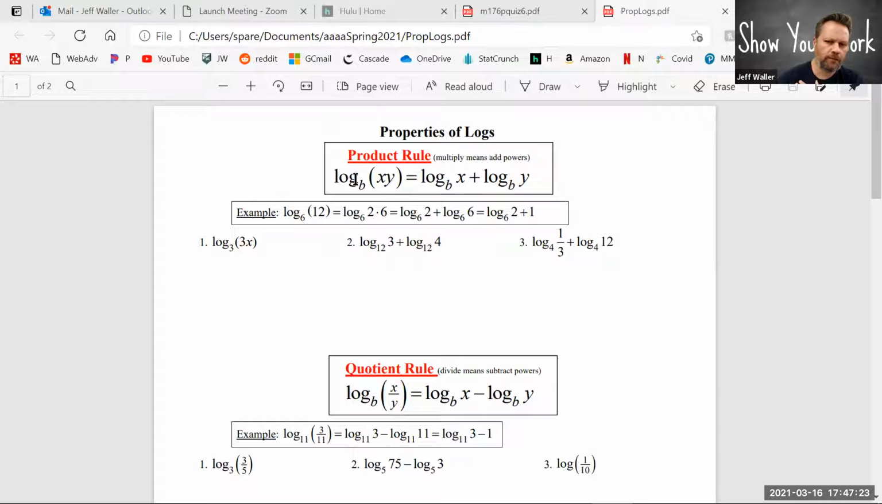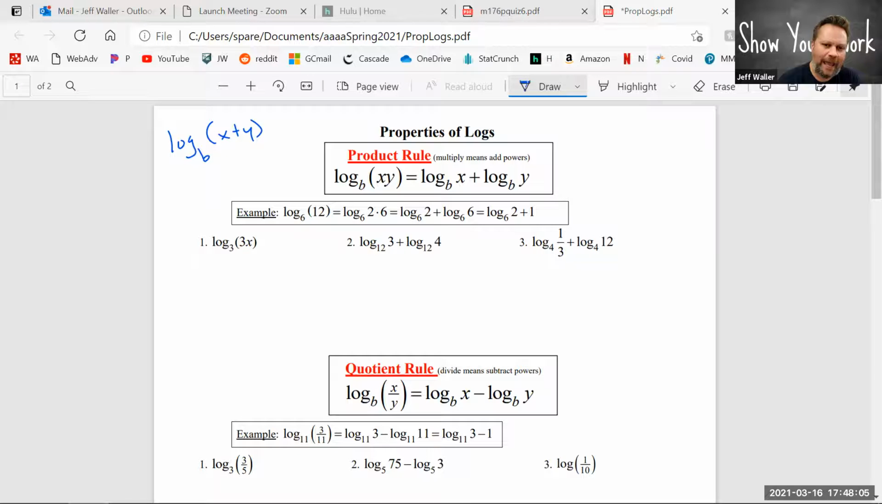So what do you do with the powers when you multiply things with like bases? You add the powers. That's what that says. Multiply means add powers. Divide means subtract powers. It's crazy. Now, is there any property that says anything about this? There we go. No, there is nothing for this.